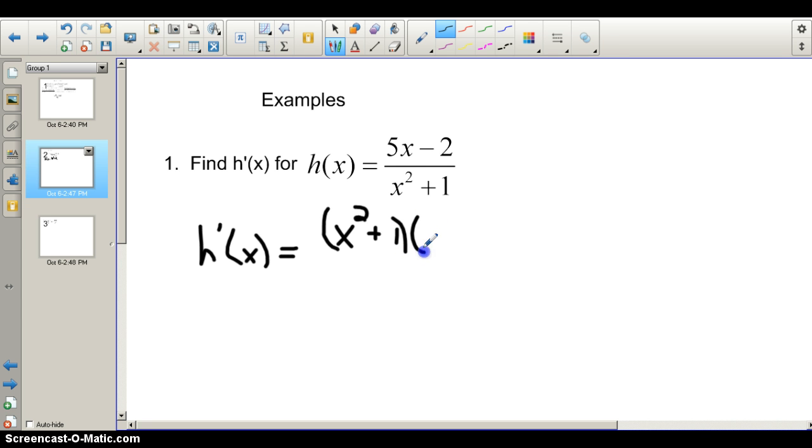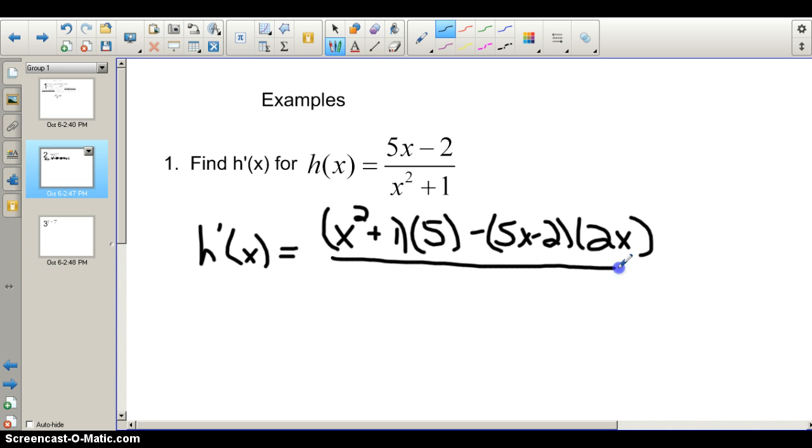Low d high, the derivative of the high, derivative of the numerator is 5, minus high, 5x minus 2, d low, the derivative of the low, the derivative of the denominator is 2x, all over the square of what's below. That would be the quantity x squared plus 1 squared.